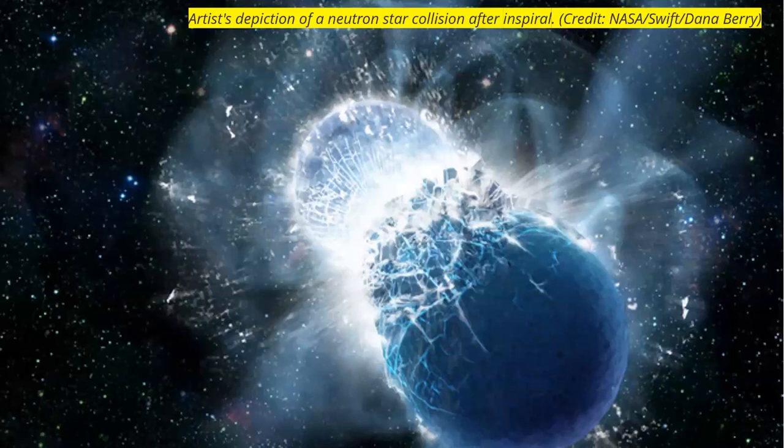This is the artistic depiction you might have seen earlier of a neutron star collision after inspiral. Neutron stars are spiraling around each other. If they collide, how does it behave? If the spectrum is taken in the visible range, it appears like that.